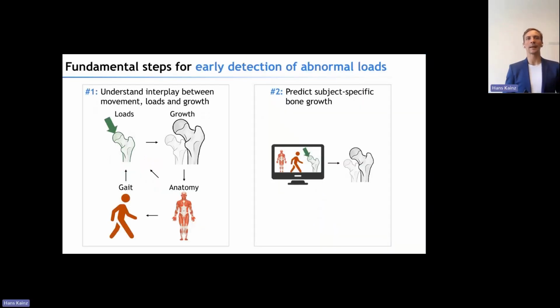There are several fundamental steps we need for an early detection of abnormal loads. First of all, we have to understand the complex interplay between our movements, the internal loads, and bone growth. So our bone loads are shaped by our anatomy and the way we walk, and all this then influences growth. And second, we need a way to predict subject-specific bone growth, because only then could we identify high-risk individuals early and therefore enable preventive load-modifying interventions.